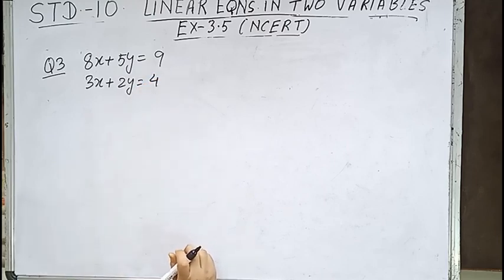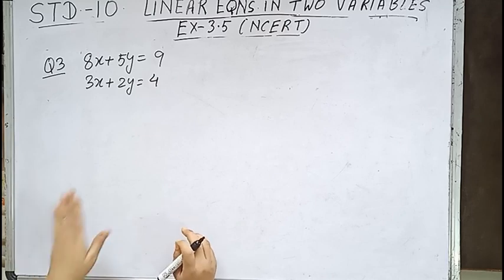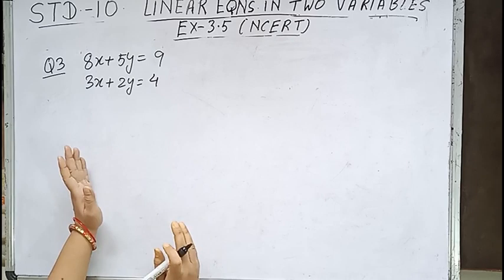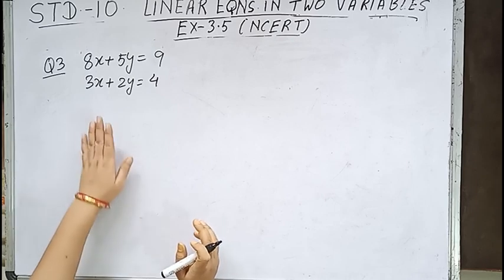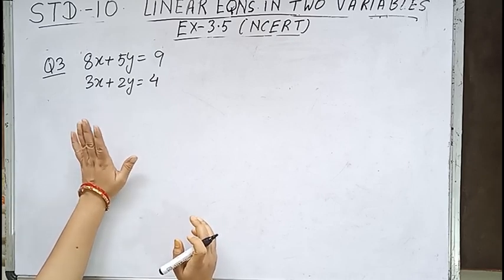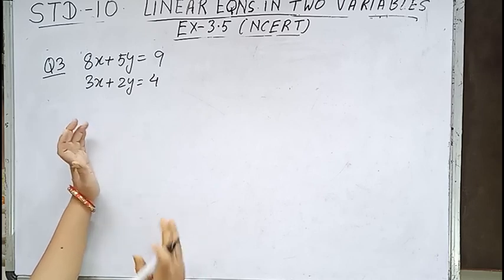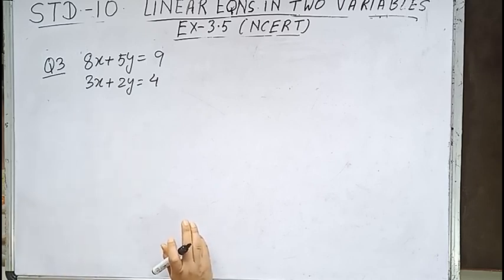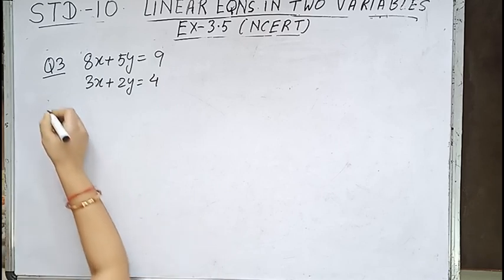Question number 3. Question number 3 says that solve the following pair of linear equations by substitution method and cross multiplication method. Means this question is given, a pair of linear equations are given. We have to solve it by two methods. First by substitution method and second by cross multiplication method. So let us start the solution.